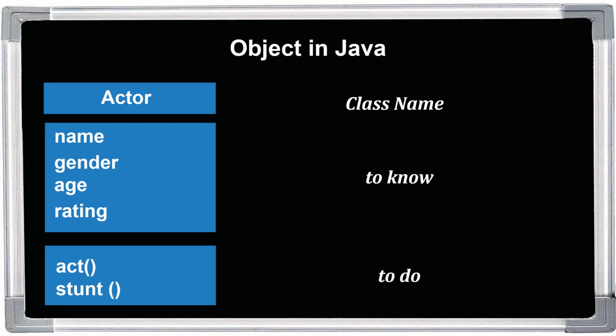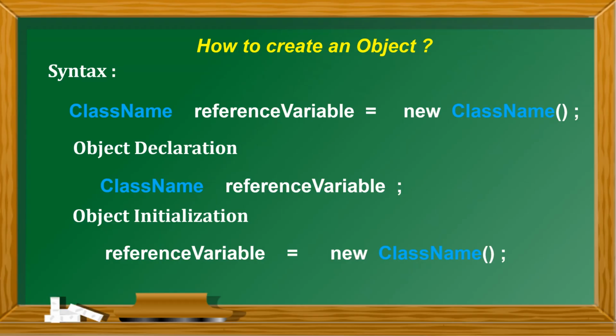And coming towards method, act and stunt are to be performed by the object, so that we can say it as a to do. How to create an object in Java? In order to create an object in Java, we need to follow the below syntax. Class name reference variable equal to new class name, that is constructor.